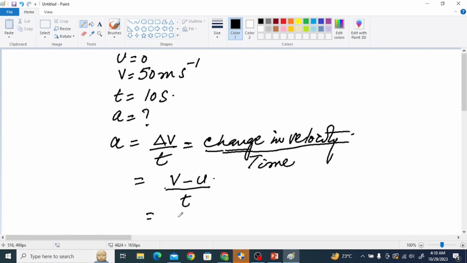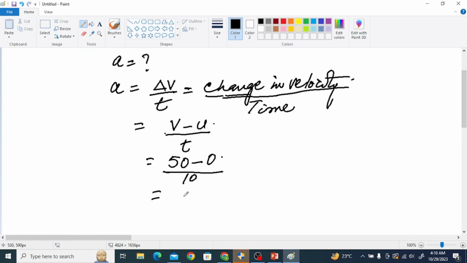Now the final velocity is 50, and because the body has started from rest, its initial velocity u is 0, and then dividing this by the time interval of 10 seconds. So that will give you 50 divided by 10, because 50 minus 0 is 50, and 50 divided by 10 is 5, and we are finding acceleration.